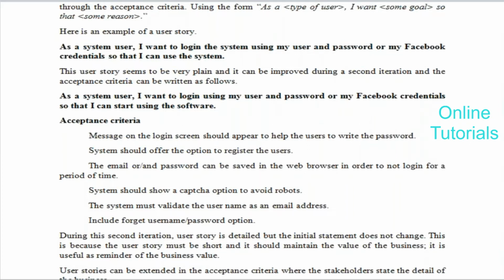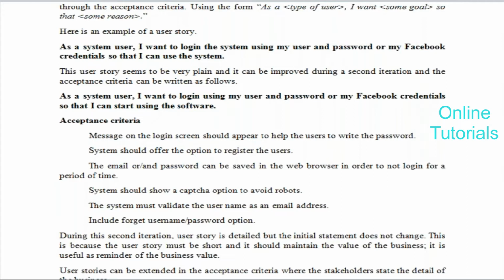As a system user, I want to log into the system using user ID and password or Facebook credentials so that I can use the system. Using the system is nothing but the reason here, or the action you want to perform. First of all you have to log into the system, right? So this is the user story you are writing. If you want to write this user story, these are the acceptance criteria you have to follow.